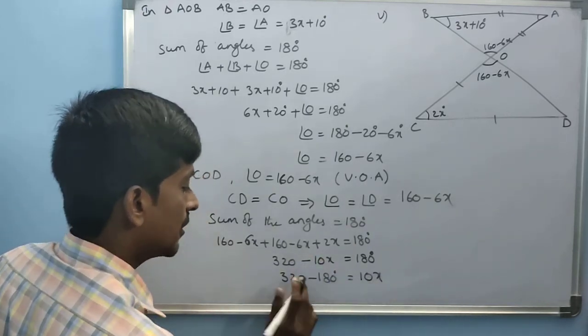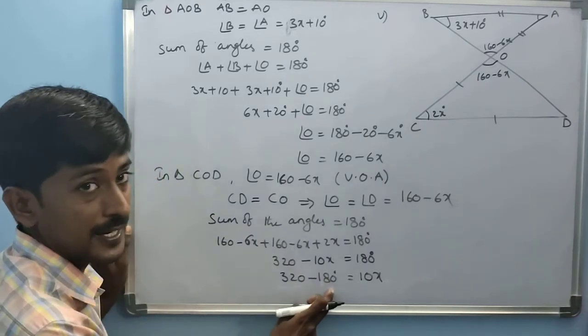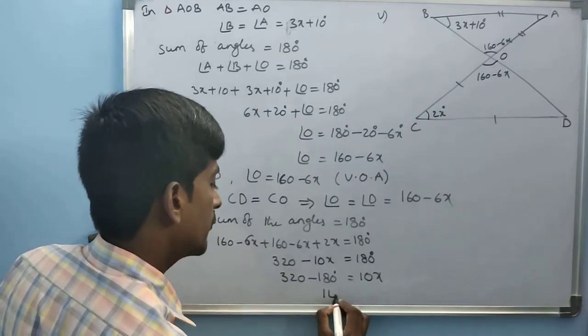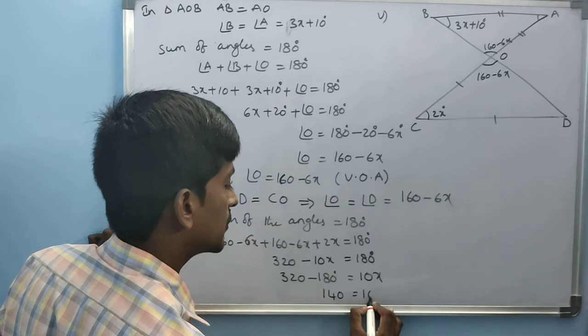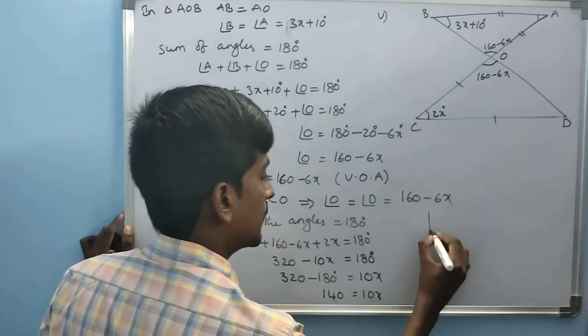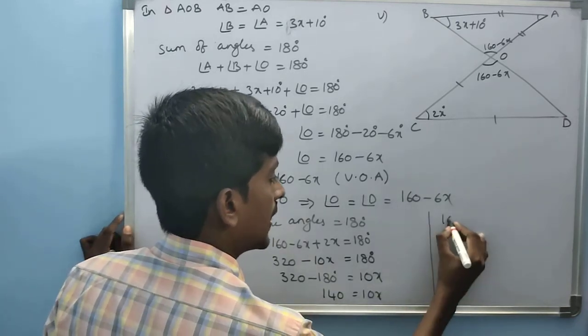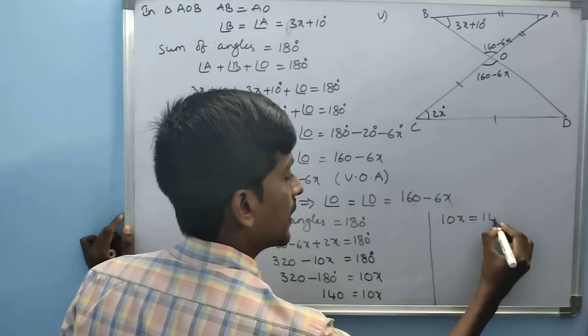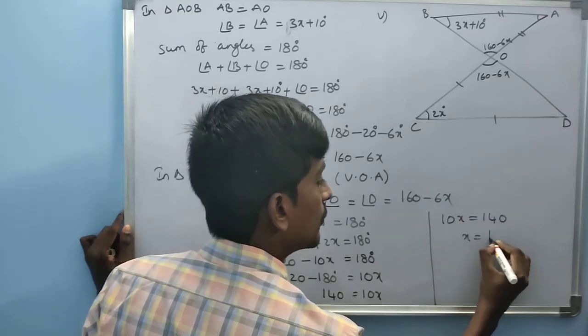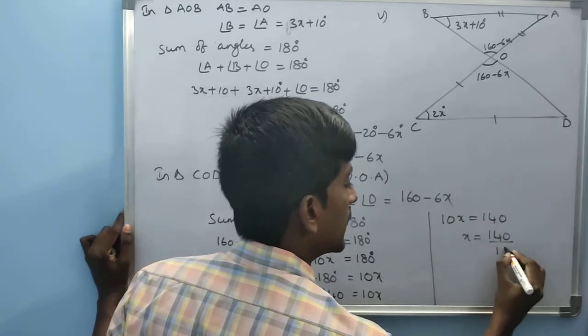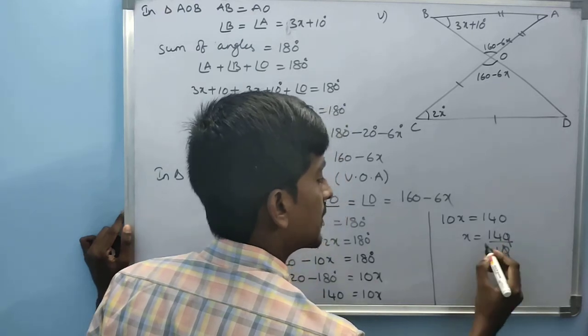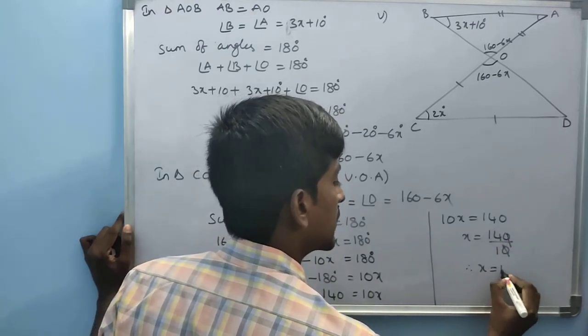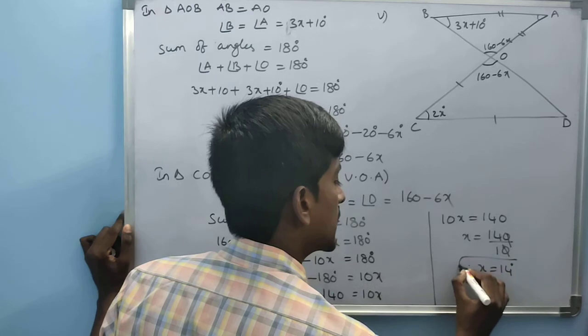Transfer to that side, plus 10x. 320 minus 180, how much? 140 equals 10x. 10x equals 140. x equals 140 by 10. 0, 0 cancelled. Therefore, x equals 14 degrees.